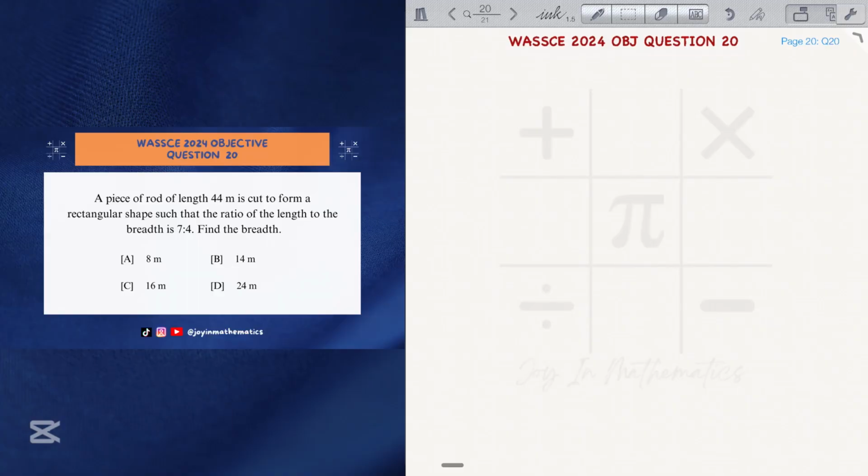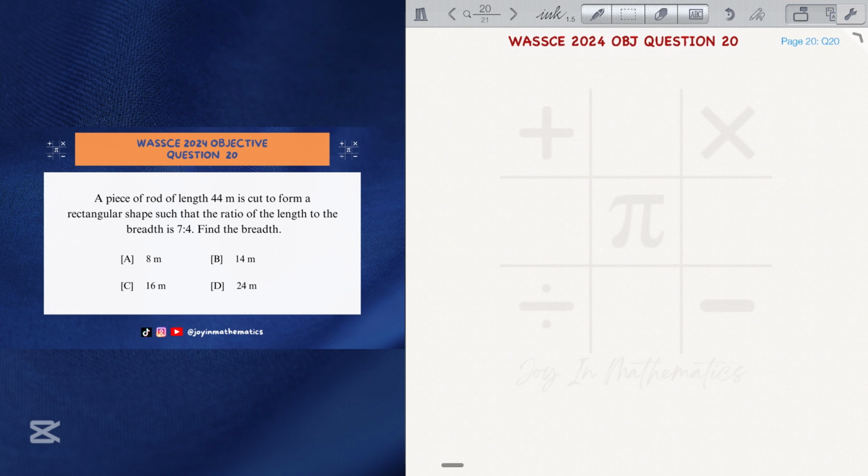WAEC 2024 objective question number 20. The question says a piece of rod of length 44 meters is cut to form a rectangular shape such that the ratio of the length to breadth is 7/4. And we are asked to find the breadth.